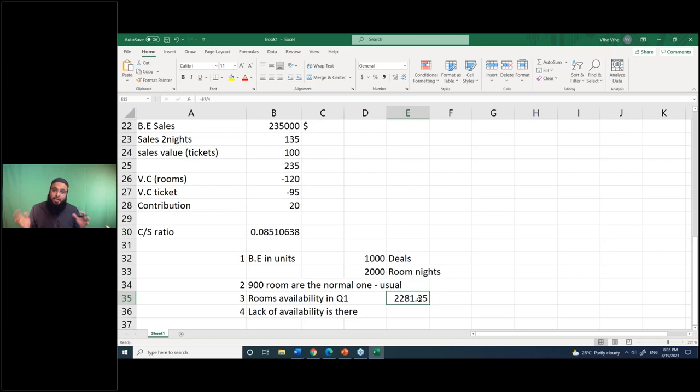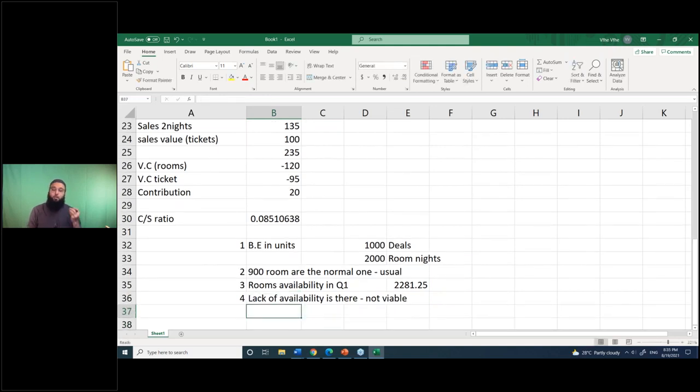So now 1,300 rooms you have, but for this theater deal to break even, you need 2,000 rooms. So due to lack of availability, this is not a viable one. The project is not viable, because you need 2,000 rooms to make it viable. So 1,000 is the deals that you need to sell for this theater package, and each deal required 2 room nights, which means 2,000 room nights are required.